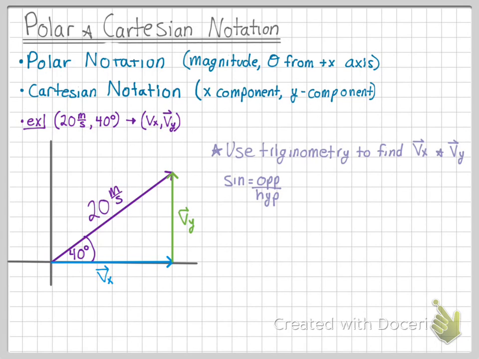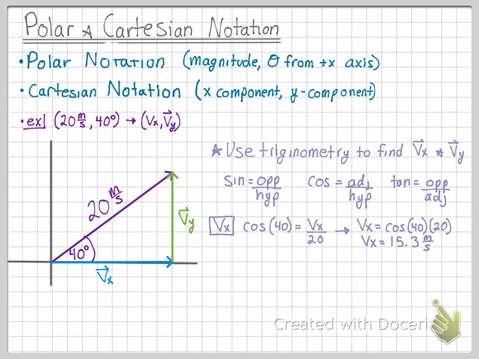And just to review, sine of theta is going to equal opposite over hypotenuse, cosine of theta will equal adjacent over hypotenuse, and tangent of theta is going to equal opposite over adjacent. So let's first calculate the velocity in the x direction. We know that our angle theta is 40 degrees. Cosine of 40 degrees equals the adjacent value v of x over the hypotenuse, which is 20. And we can plug and chug and find that the velocity in the x direction is 15.3 meters per second.